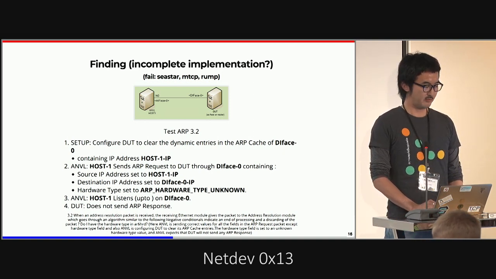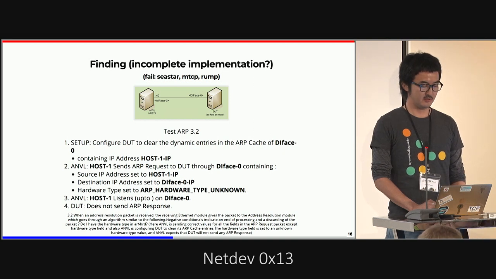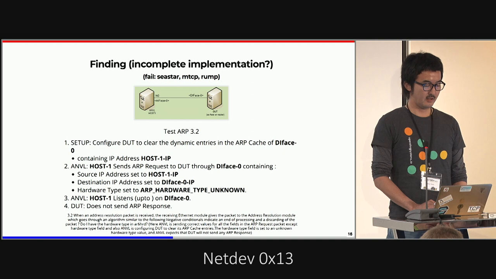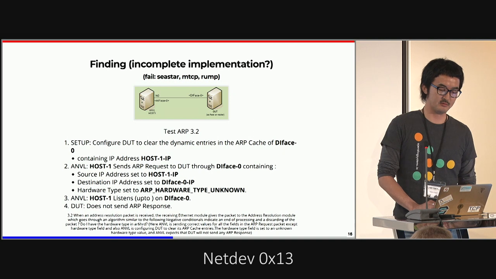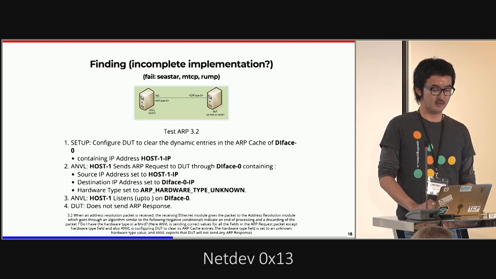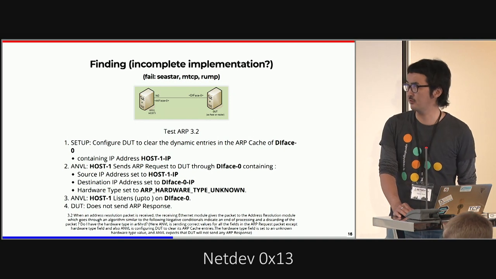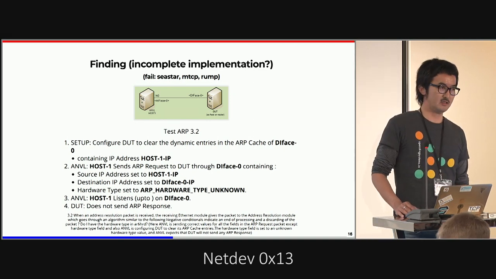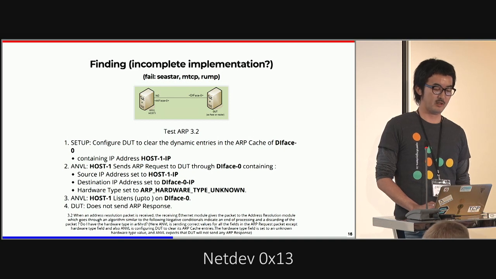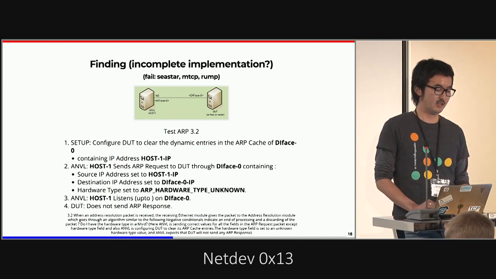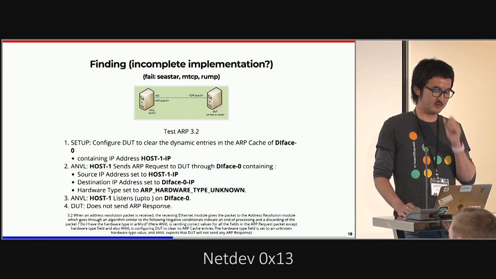This is an example of the ARP test with a simple topology. This test tried to send an ARP request packet from the REST side node. The expected result of this test is not to respond with an ARP response packet to this ARP request, because the hardware type is unknown. The specification says it should not respond, but some implementations like Sister and the NetBSD kernel respond to such an ARP request.